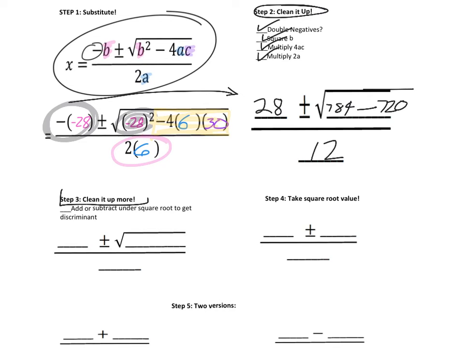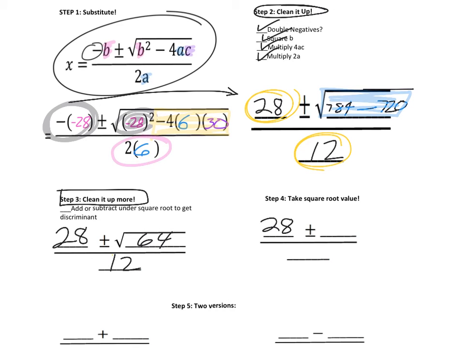So step 3, so far right now, this 28 is just kind of hanging out, not doing a lot, so I'm just going to bring it down. The 12 is just kind of hanging out, not doing a lot, so I'm going to bring it down. But I do need to simplify my 784 minus 720. And if I do 784 minus 720, that is going to leave me with a 64. So I've got 28 plus or minus, because that 28 is still kind of just hanging out there. The 12 in the bottom is still just hanging out there, so I'm just going to bring it over.